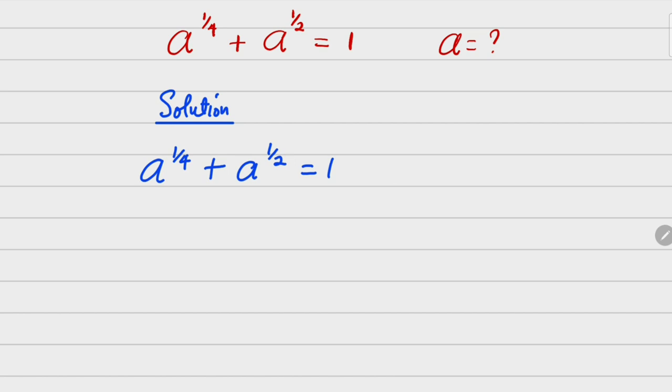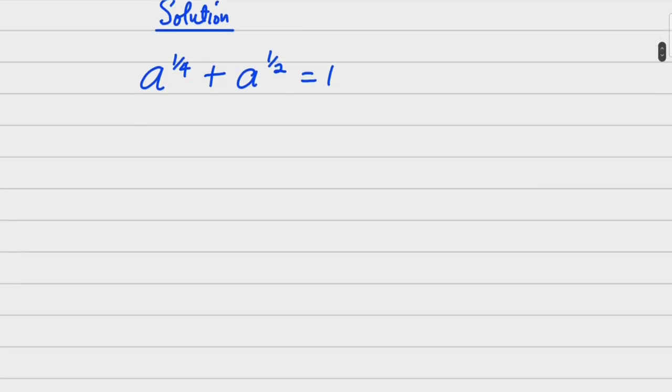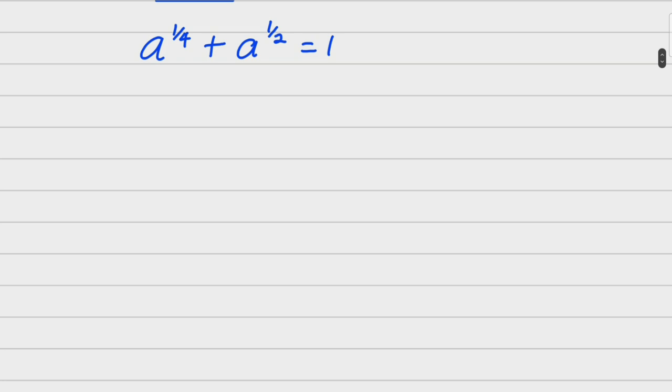Now to find the real values of a, what we need to do is to reduce this equation so that we can substitute. To do that, we are going to employ the knowledge of indices, where if I have x raised to the power n, raised to the power m, then it is the same thing as x raised to the power n times m. Now this law is vice versa.